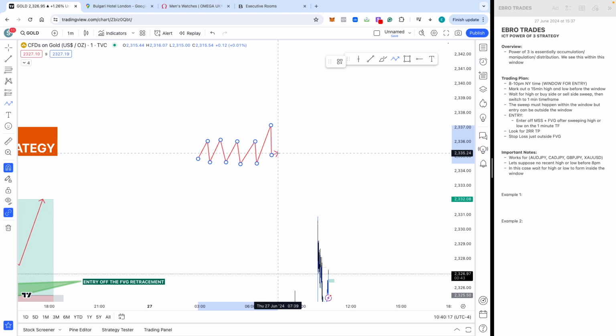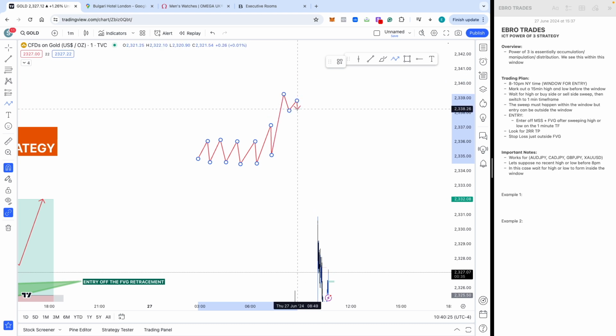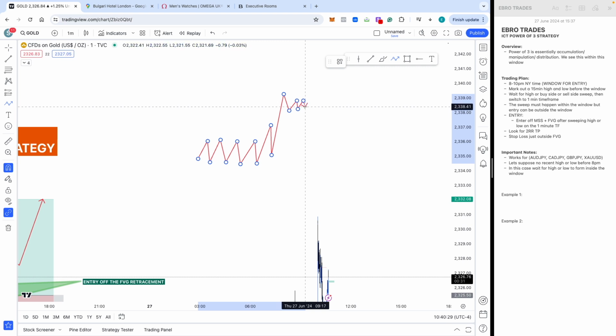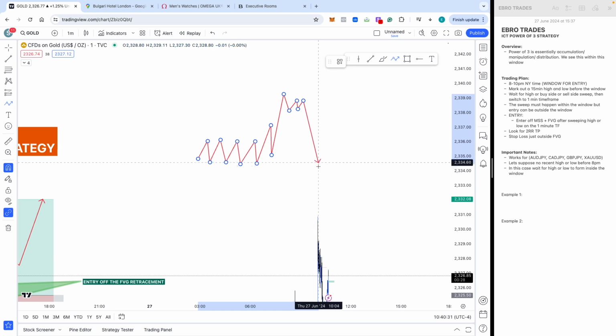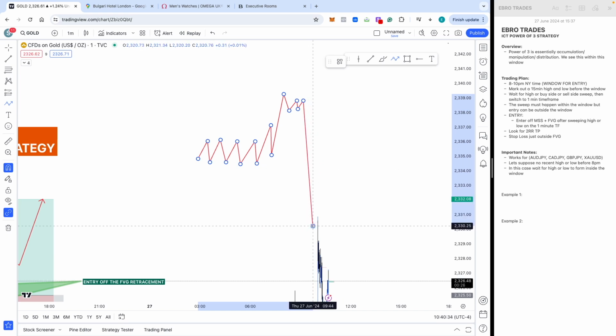Then there's manipulation, which is essentially a sweep of buy side or sell side. So it looks something like this. And then we have our distribution, which is the market after sweeping either buy side or sell side, goes towards the opposite direction and then does it all over again.